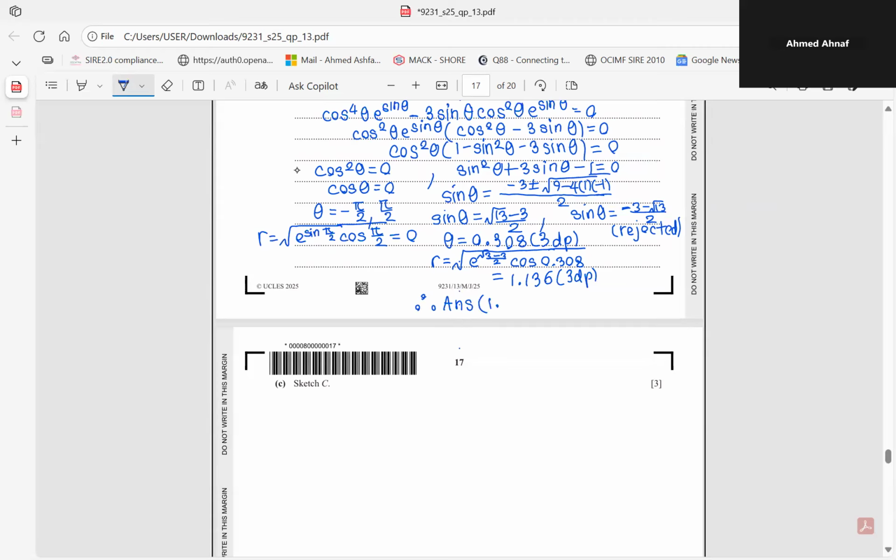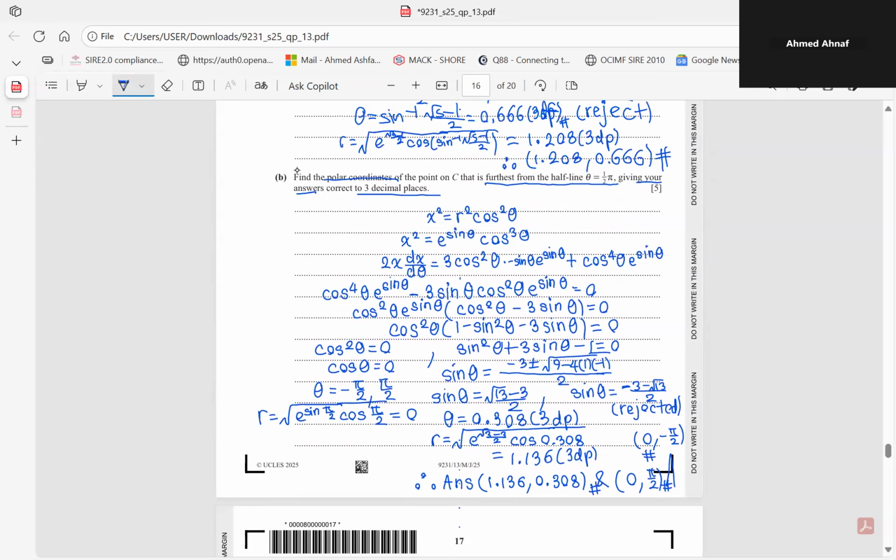So 1.136, comma, 0.308, and 0, π/2, and lastly 0, negative π/2. So these three are our final answers.